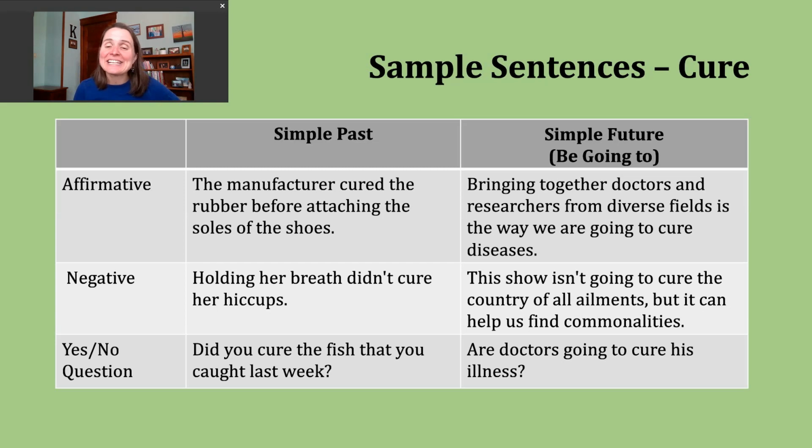Finally, let's look at making a yes or no question in the simple future. To do this, start with your form of be. Start with whatever form matches your subject. That subject comes next. Then use going to and the base verb. Here's the last example. Are doctors going to cure his illness? Right? I want to know, can they relieve the symptoms? Can they end this particular illness?